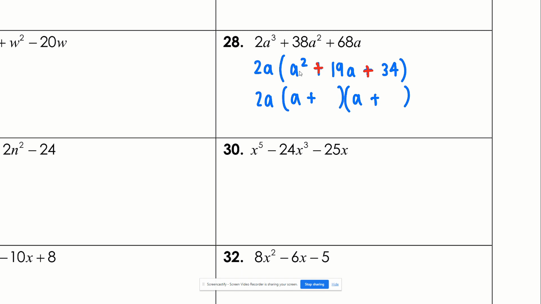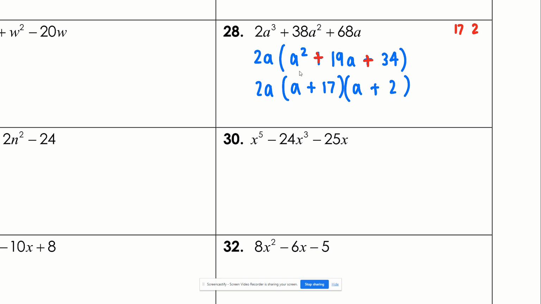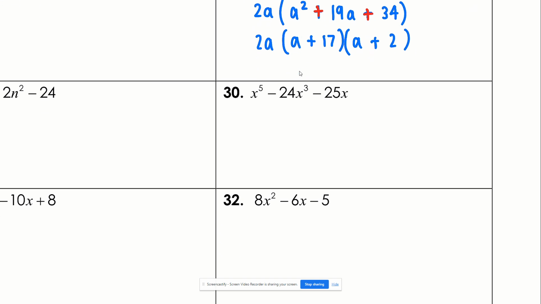And then lastly, because those signs are the same, we're looking for the two numbers that multiply to get 34 and combine to get 19. It's pretty easy, really, if you start just typing some stuff in. It's 17 and 2. 17 times 2 is 34, and 17 and 2 combine to get 19. Because these signs are the same, it really doesn't matter where I put them. So my factors are 2a, a plus 17, and a plus 2. Pretty easy, right?